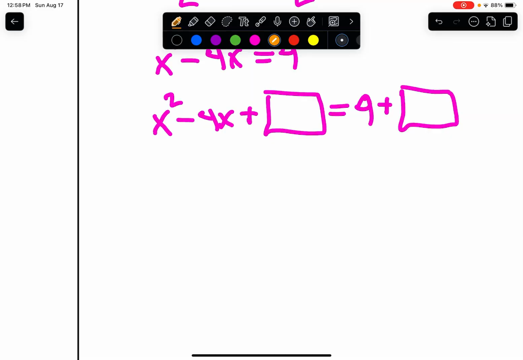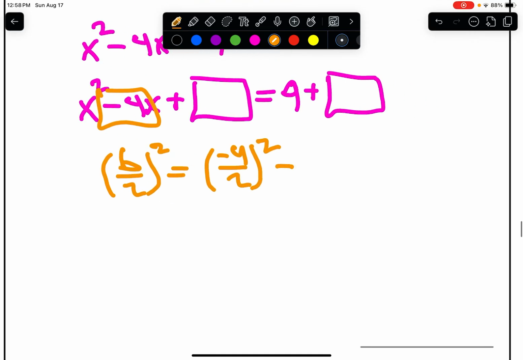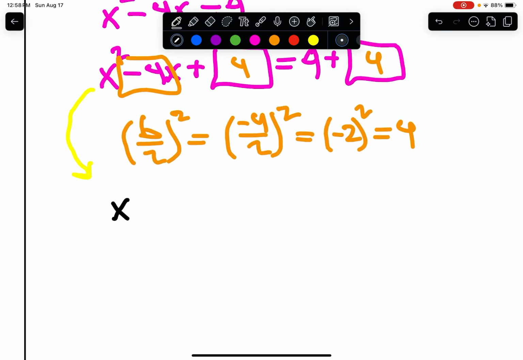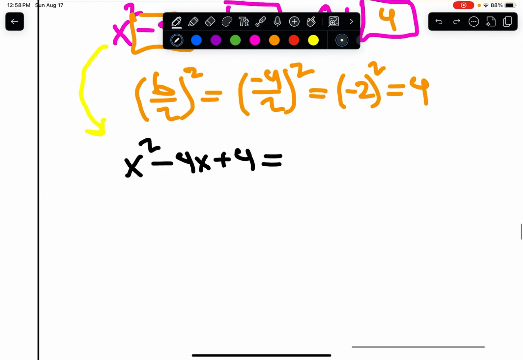So in order to complete the square, now I'm going to use this negative 4 right here. So my b divided by 2 squared. So we're going to have negative 4 divided by 2, all squared. So that's going to give you negative 2 squared, which is still positive 4. So that's what's going to go in these boxes. Now I'm going to bring down the equation. So we've got x squared minus 4x plus 4 equals, and then 9 plus 4 over here is just going to give you 13.